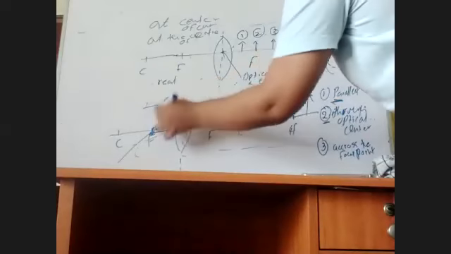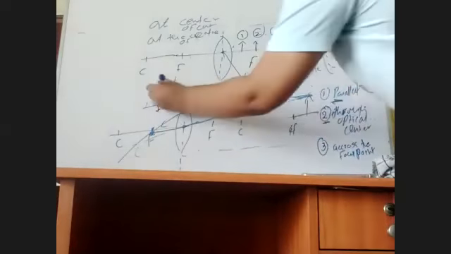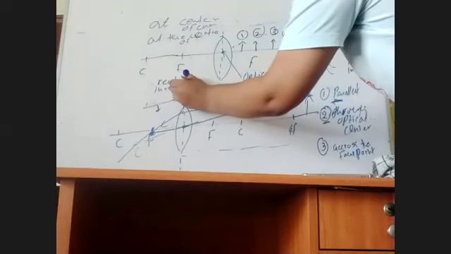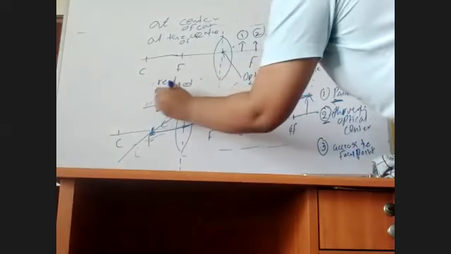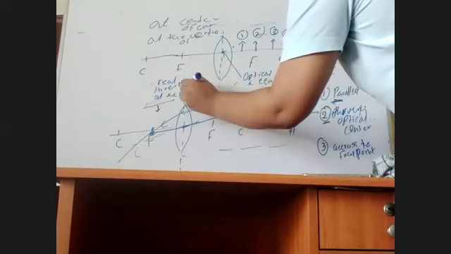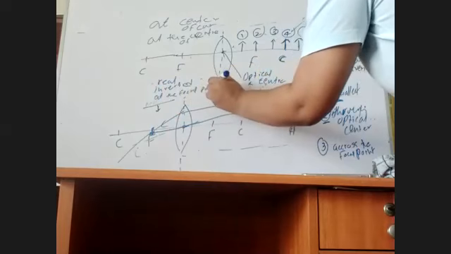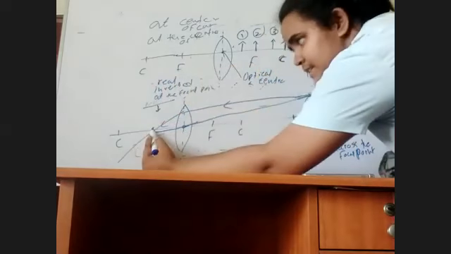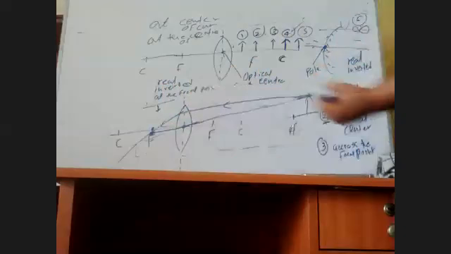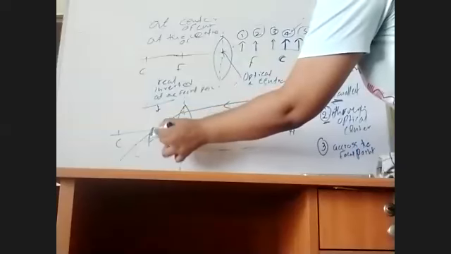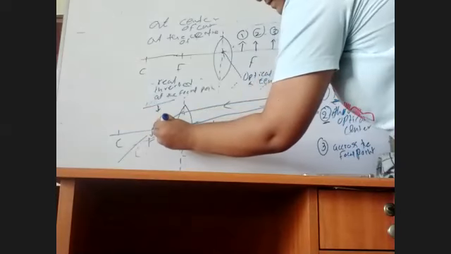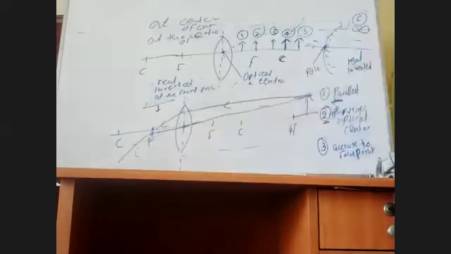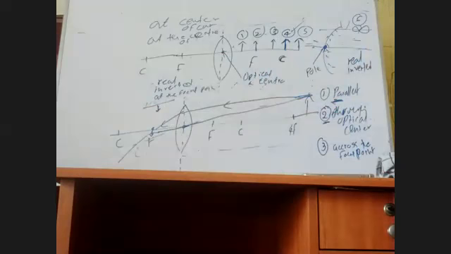Real, you can see, inverted, very small, at the focal point. That means the image will form at the focal point. You can see the focal point here. So that image will appear like this. These two will meet like this.